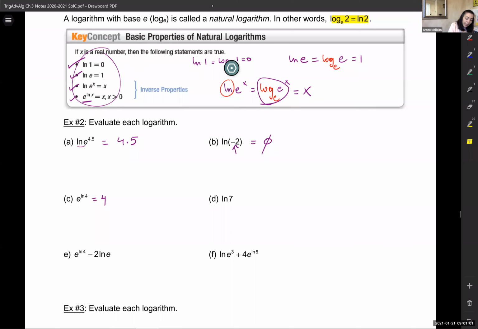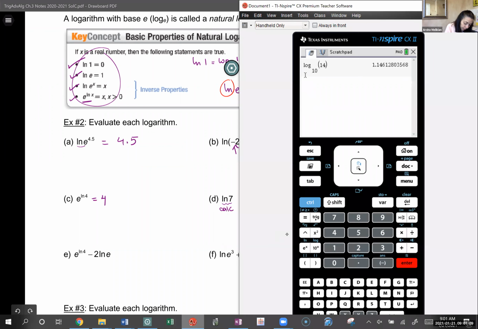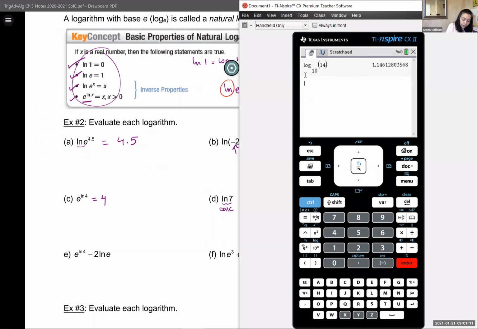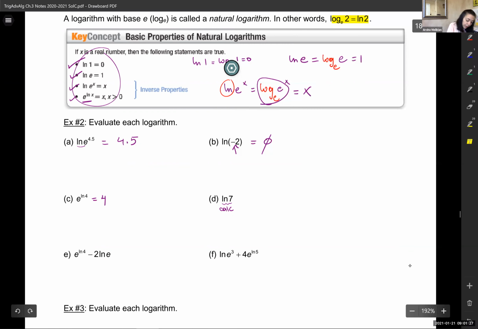Okay, ln of 7, that's one you have to use your calculator for. So let's go back to the calculator. Now, ln should be somewhere very close to the log. In this case, it's control E, right? Immediately to the left. So ln of 7 would give us 1.946, right? Remember to round properly.